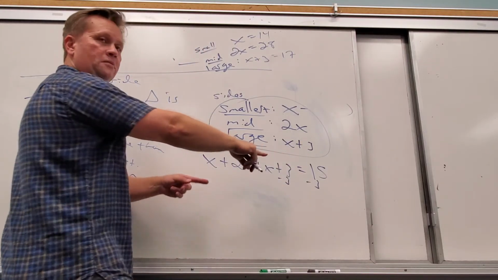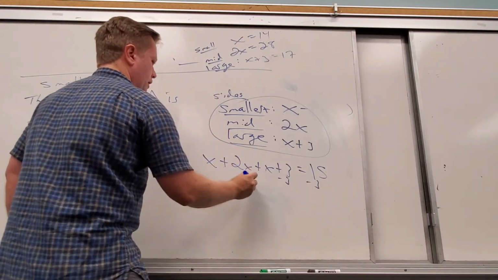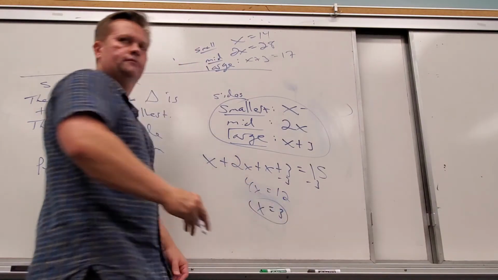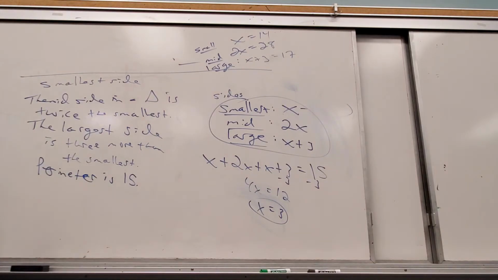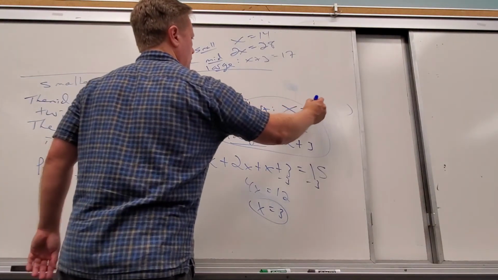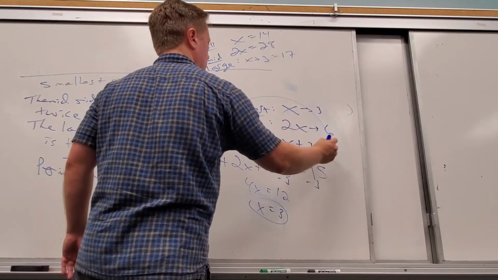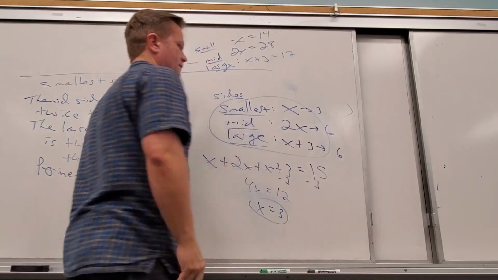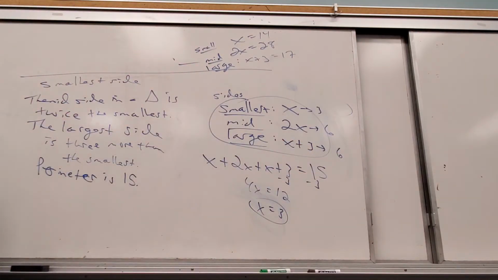So really I do the same, right? 4x equals 12. X equals 3. Good try. Right? And then what are the sides then? It would be 3, 6, 6. I like it.